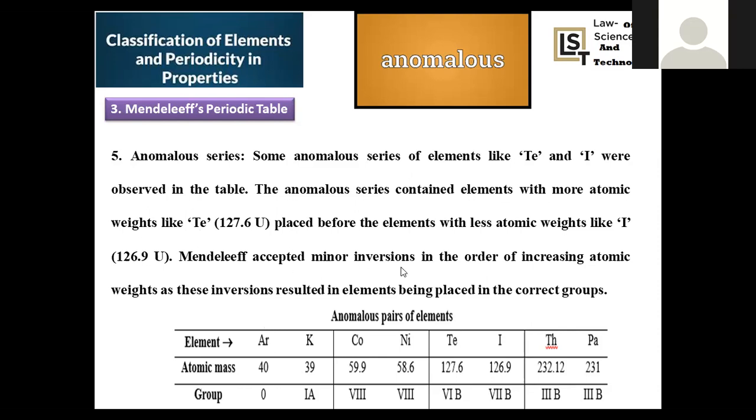Mendeleeff accepted minor inversions in the order of increasing atomic weights, as this inversion resulted in the elements being placed in the correct groups. So he accepted that even though all the elements are arranged in increasing order, some limitations are there, some exceptional cases where he did not place the elements according to increasing atomic weight. Some exceptional conditions are also present, just like tellurium and iodine, right? So this is a kind of obstacle we can say.